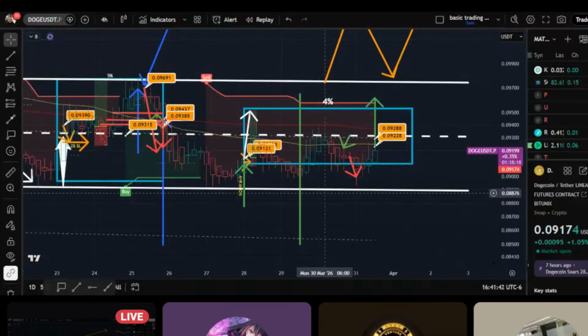So right now, Doge in the market is active. The volume is coming in, and we can see right now that we're pushing the 4-hour volume, and it's staying that way.